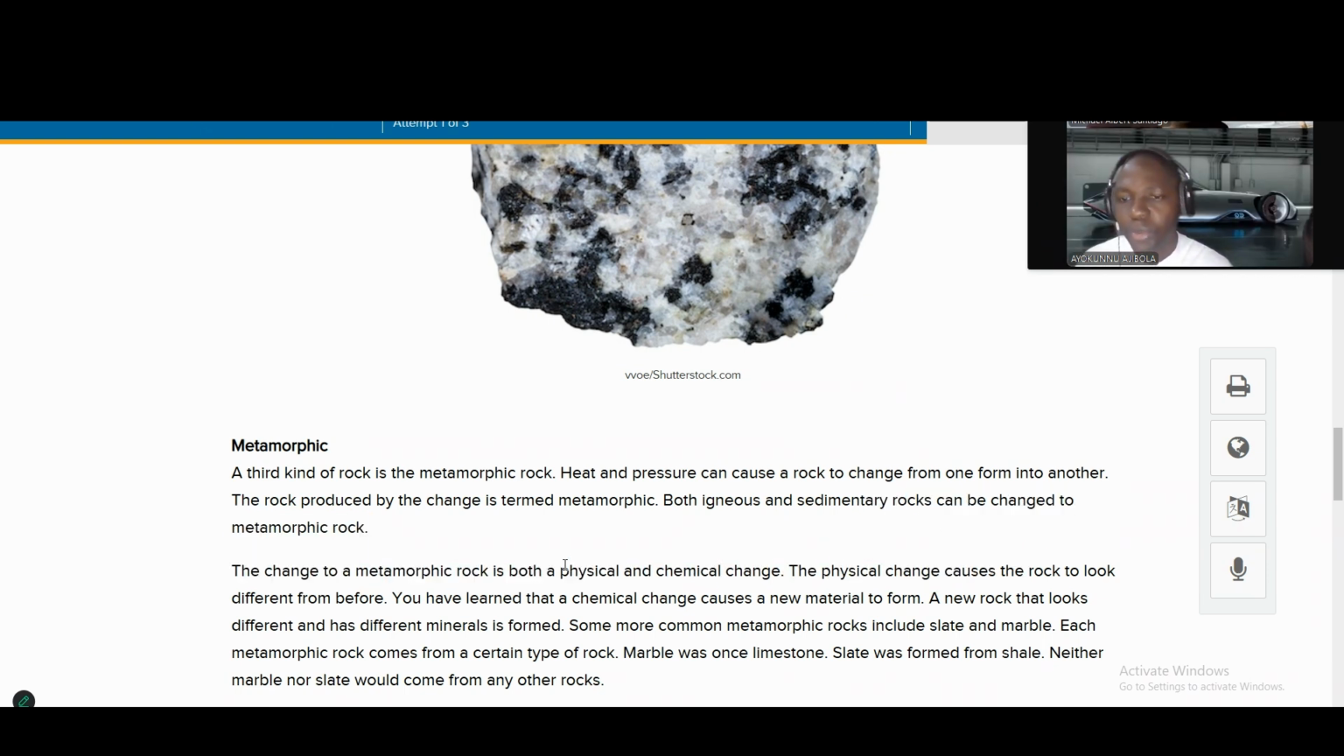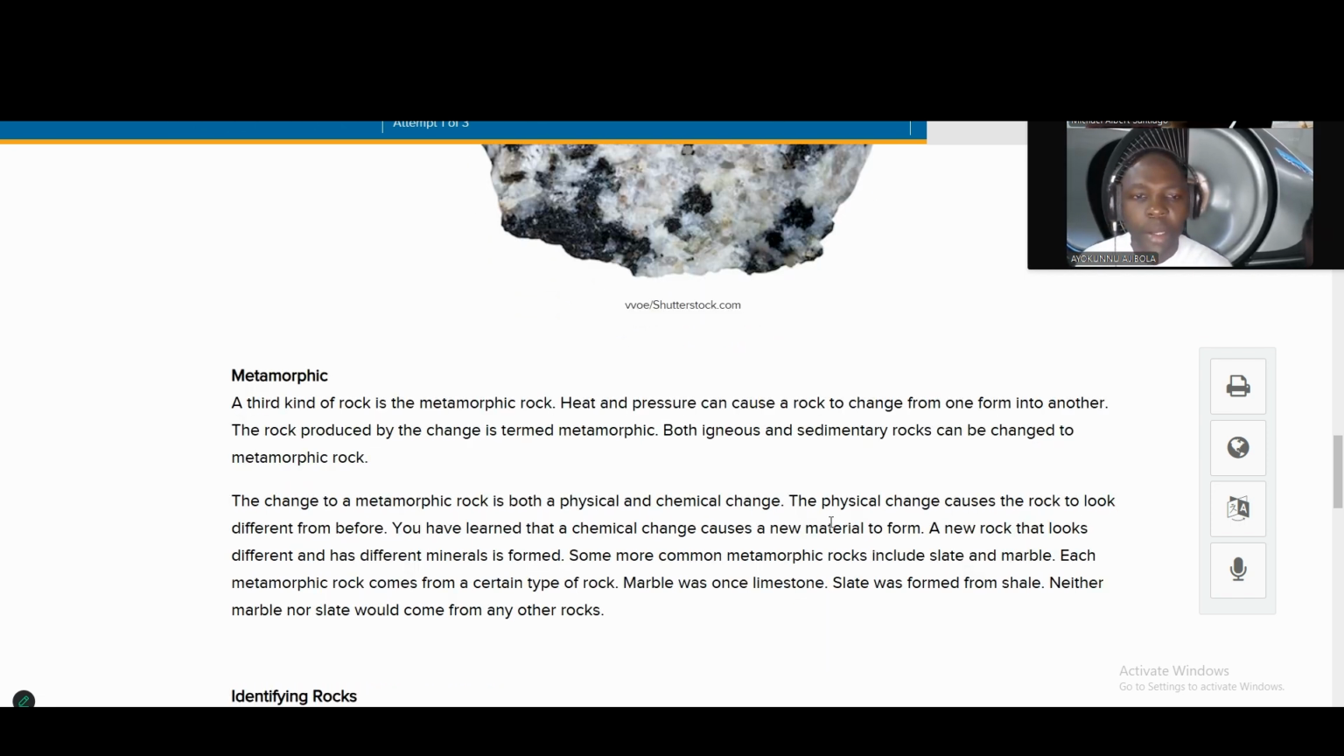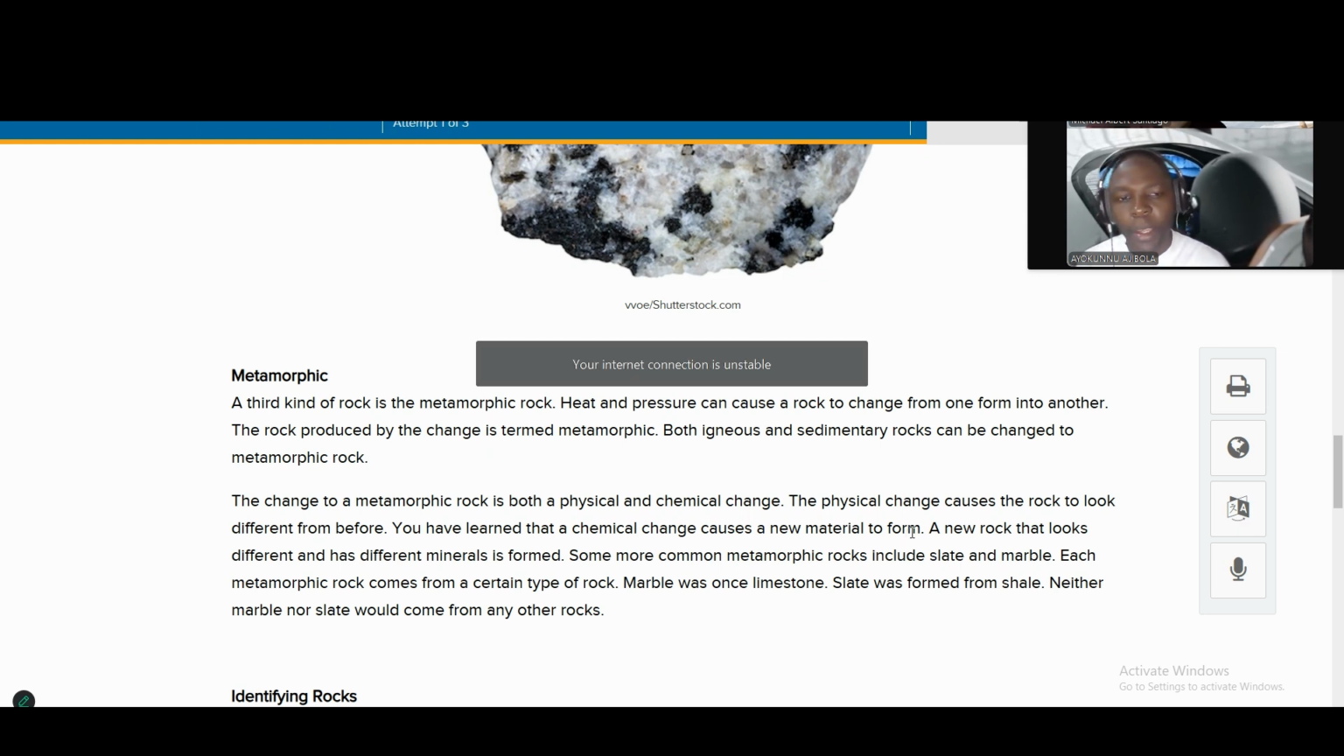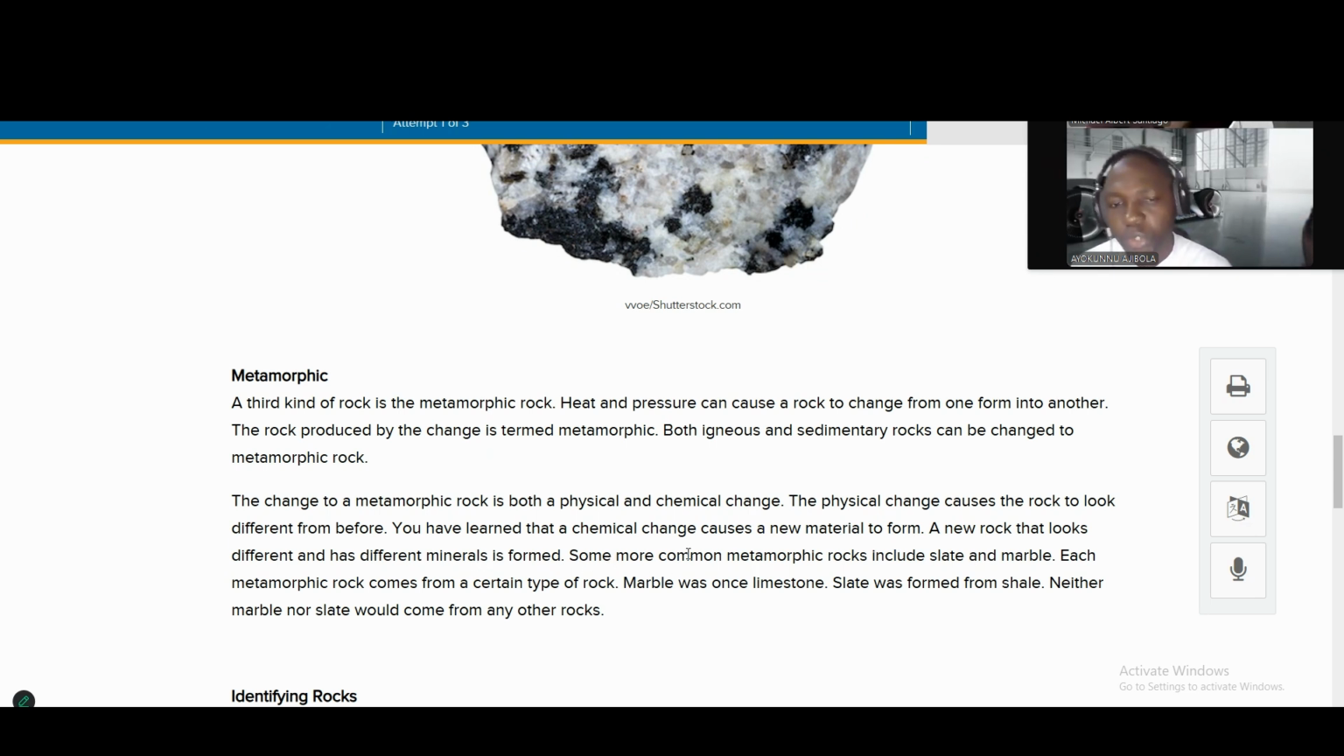The change to a metamorphic rock is both a physical and chemical change. The physical change causes the rock to look different from before. You've learned that a chemical change causes a new material to form. A new rock that looks different and has different mineral is formed. Some more common metamorphic rocks include slate and marble.